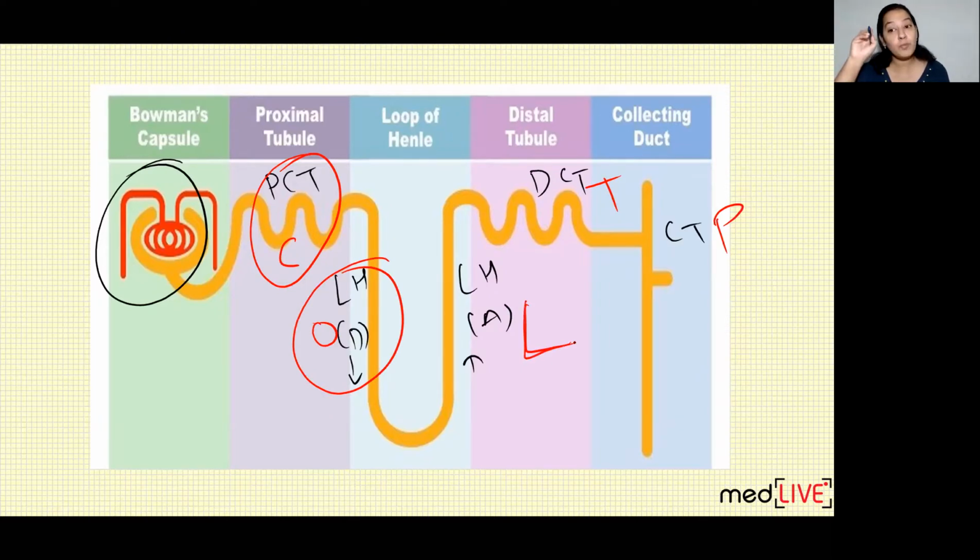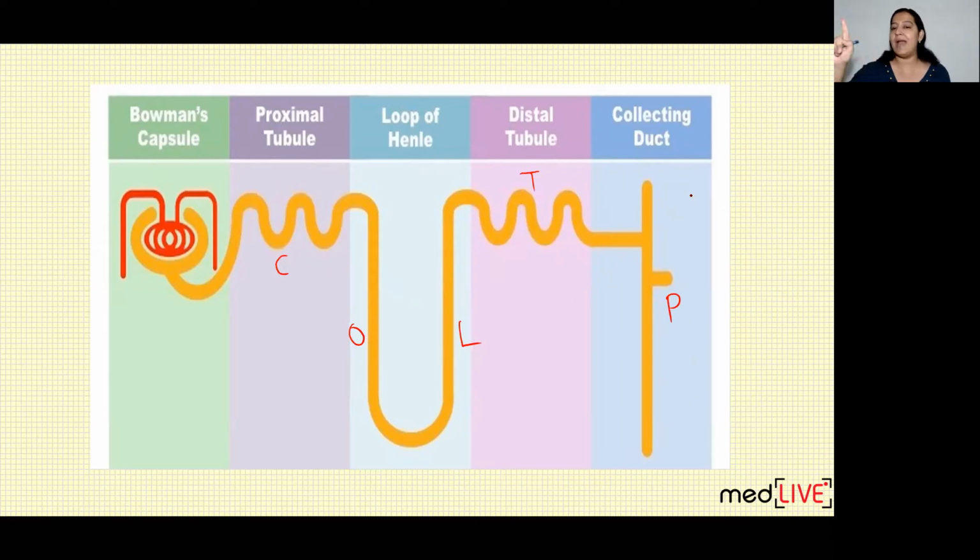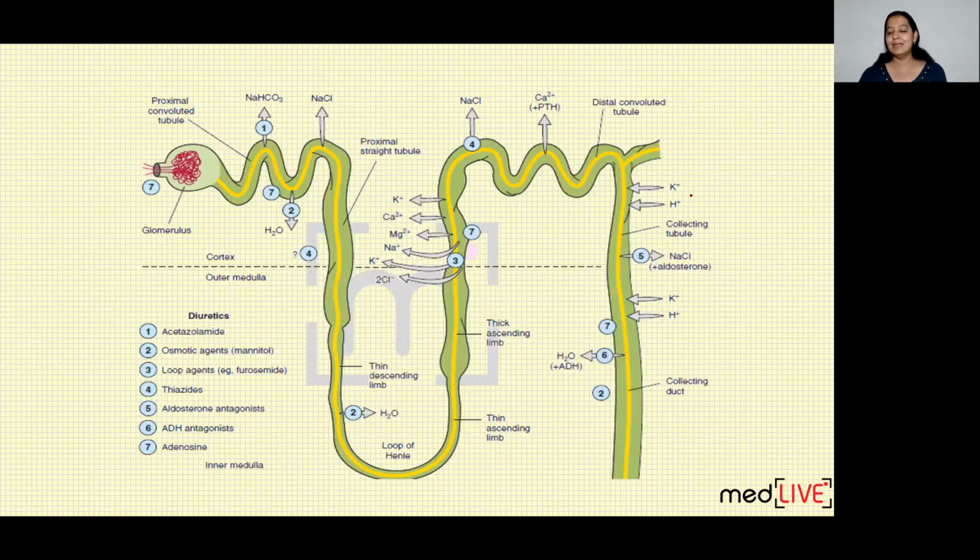L stands for loop diuretics, high efficacy diuretics. They act on the loop of Henle, ascending limb. T is for thiazides, medium efficacy. They act on the DCT. And P stands for potassium sparing diuretics, which act on the collecting tubules. So if we know the sequence of tubules, you have to mug up only one mnemonic, COLTP, cold P.